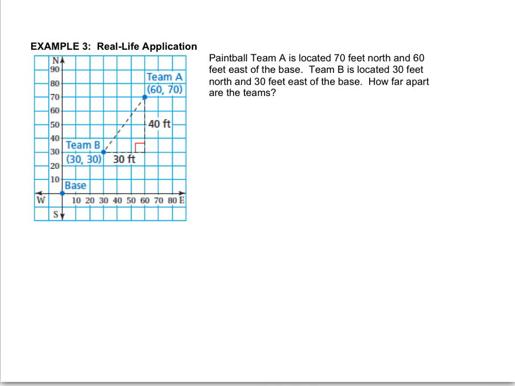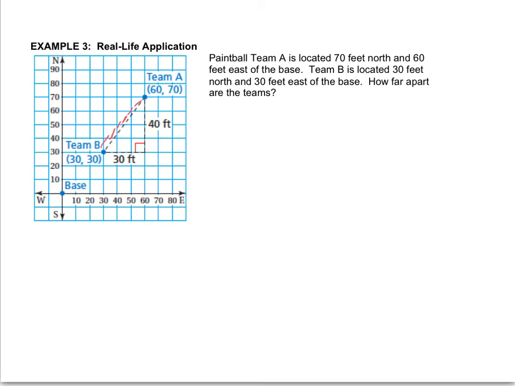And here, for example 3, for our last example in this section, we have a paintball team that is located 70 feet north and 60 feet east of the base. The team B is located 30 feet north and 30 feet east of the base. How far apart are the teams? So basically what is going to happen here is we have their distance from each other going across this little diagonal.